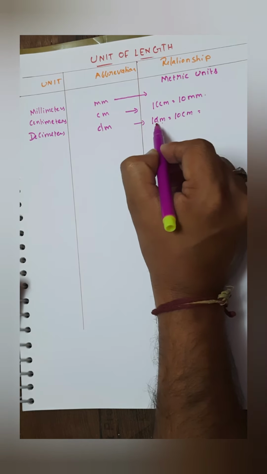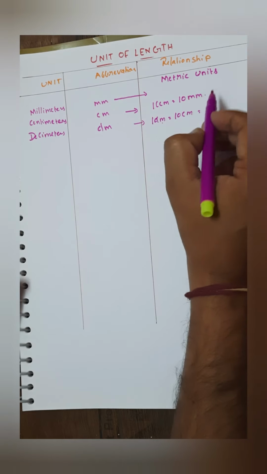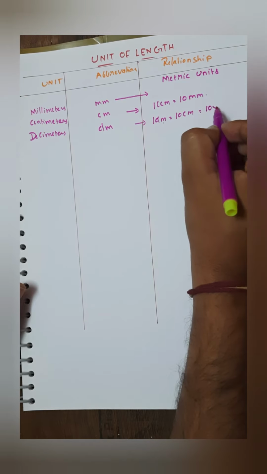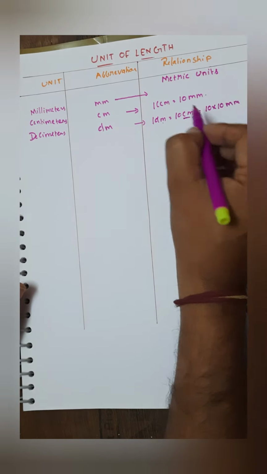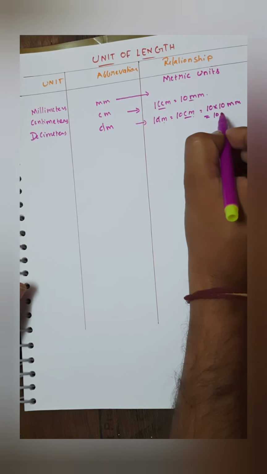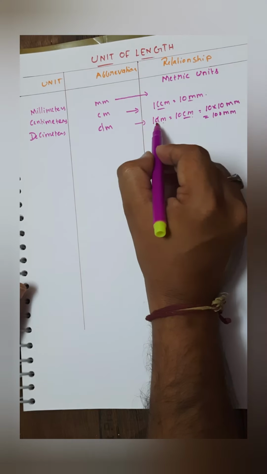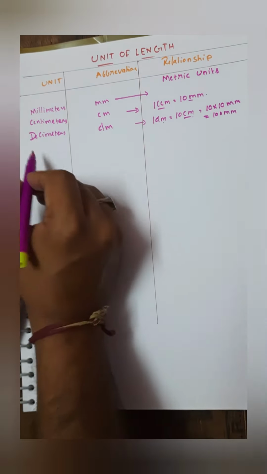Then if I want to express decimeters in mm, what should I do? I should multiply by 10 mm, because in place of centimeters I can use 10 mm. So 10 into 10 mm is 100 mm. So for 1 decimeter there will be 10 centimeters and 100 millimeters.